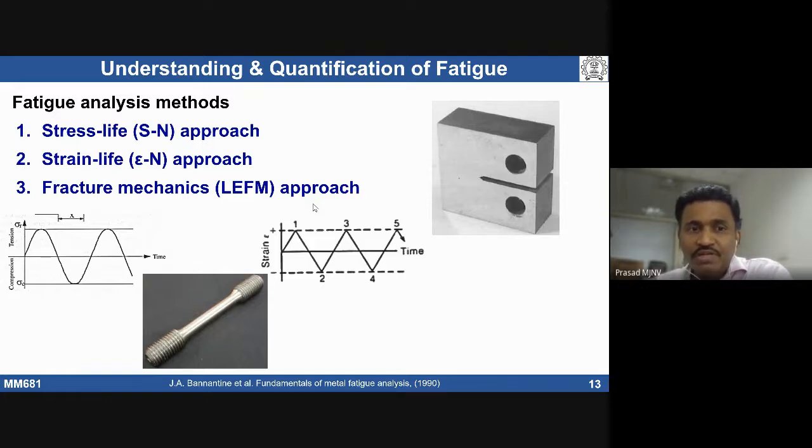Initially, the most popular one people used was the stress life approach. Earlier studies involved the stress life approach. Around 1930 onwards, people also started developing the strain life approach. Then around the 1950s, the fracture mechanics approach came, to understand resistance to crack propagation, toughness basically. Indirectly, toughness under cyclic loading conditions has been studied. The stress life approach was developed by Wöhler.